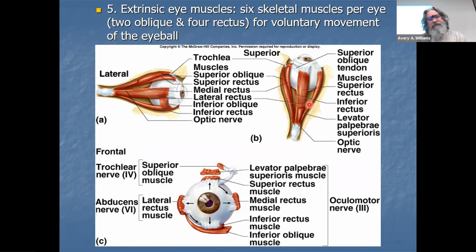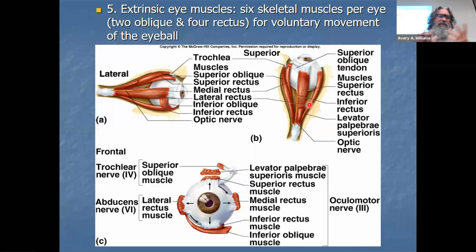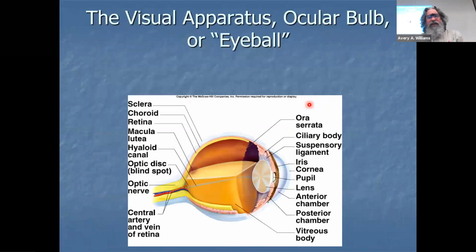And they're all considered accessory structures of the eye. They move the eyeballs, but it really doesn't have anything to do with seeing per se, like detecting light or anything, just directing the eyeballs. So anyway, extrinsic eye muscles. So there you go. That's all the accessory structures.